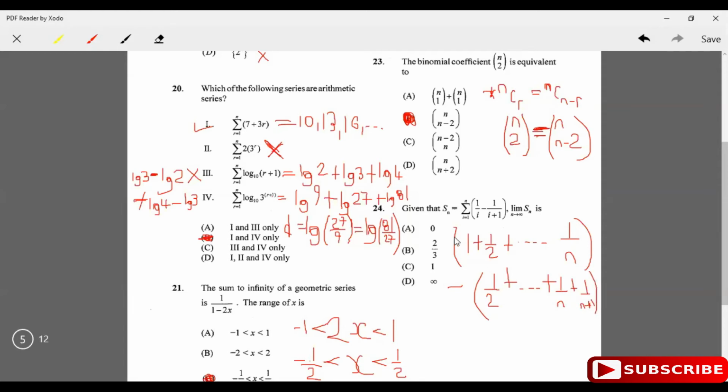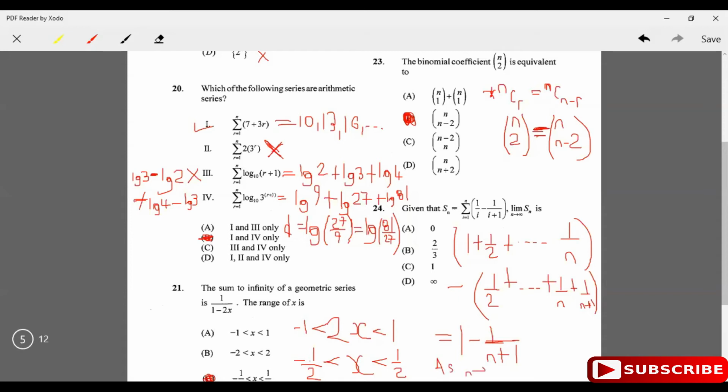What we notice is that we're left with 1 from the first bracket, the half cancels, and everything up to 1 over n cancels. Then we have minus 1 over n plus 1. Now look how easy the question is. They're asking for the limit of this as n goes to infinity. The 1 over n cancels, so you're left with 1 minus 1 over n plus 1.